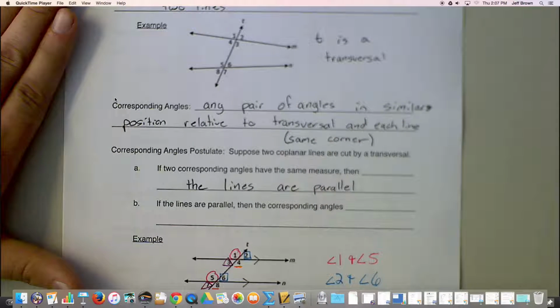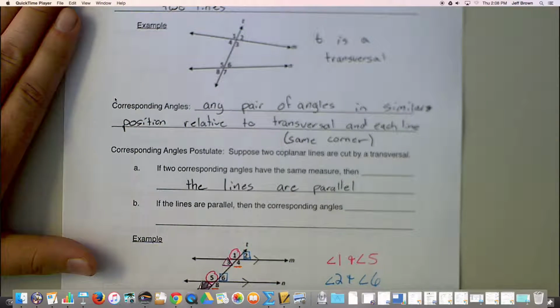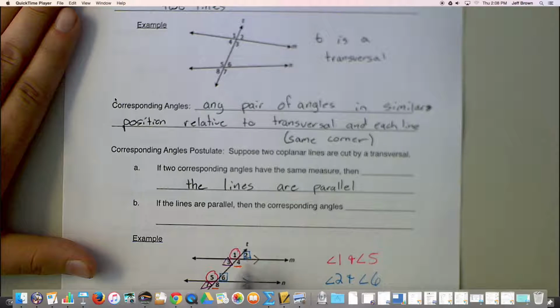Just to go over one more time what that says. If I have two of my corresponding angles, so in my example, if angle 1 and angle 5 have the same measure, that would mean that my two lines being cut by my transversal, here line M and line N, would be parallel. So those two lines are parallel.